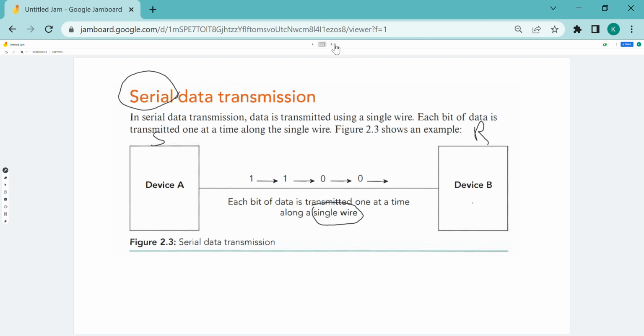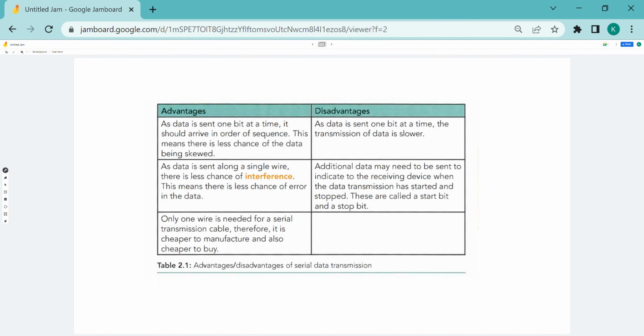So here you can see different advantages and disadvantages of serial data transmission. So a very obvious thing is, as data is sent one by one, there is no chance of changing the sequence of the bits, right? So no data squaring or less chance of data squaring, right? And when data is being transferred on a single line, there is no chance of interference of data with one another. Bits will not be interfering with each other. Only one wire is needed. It means it's very cost effective, easy to buy.